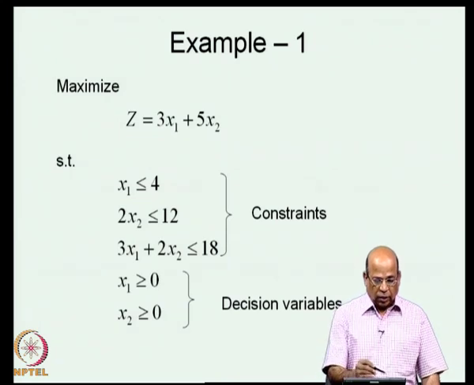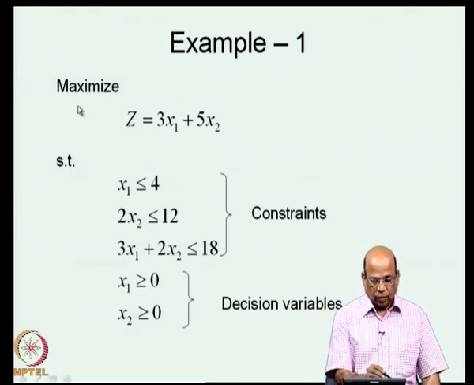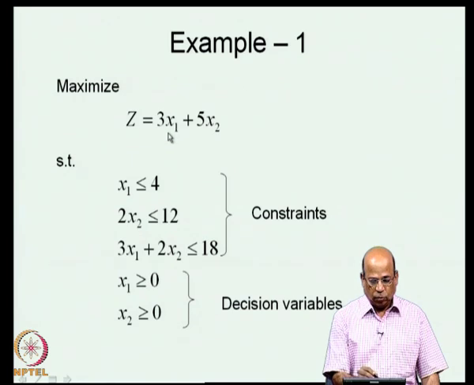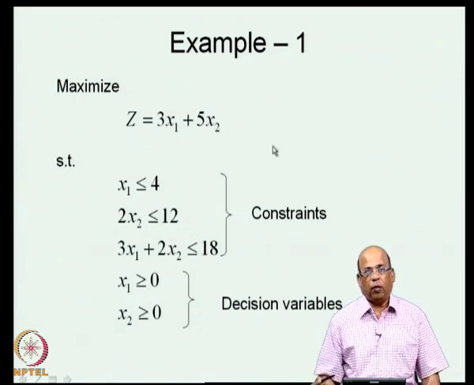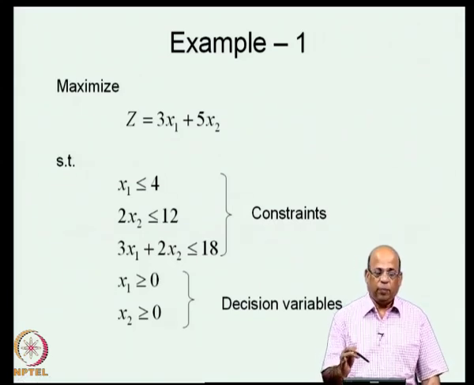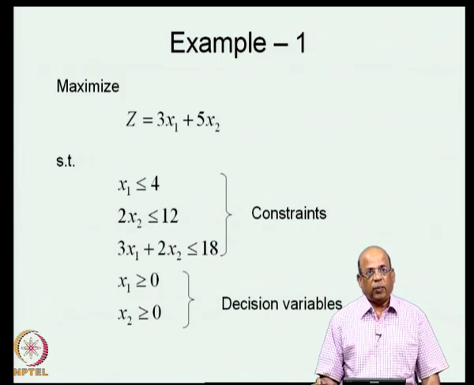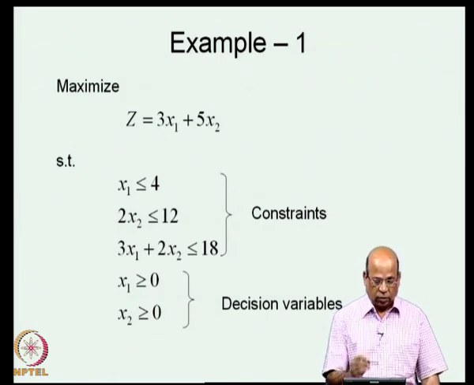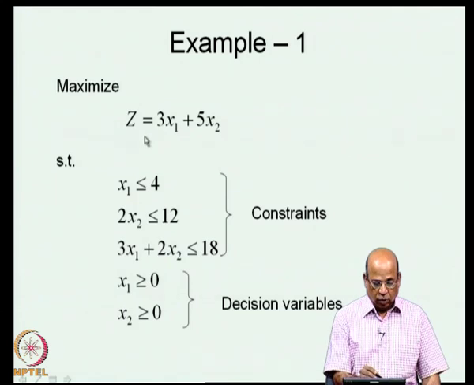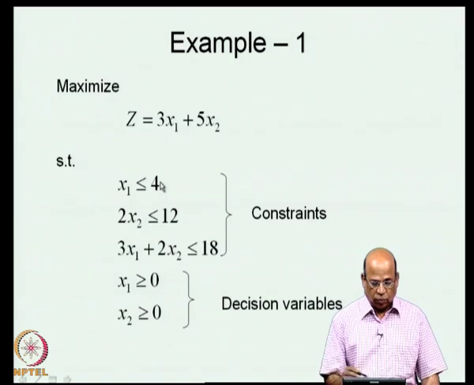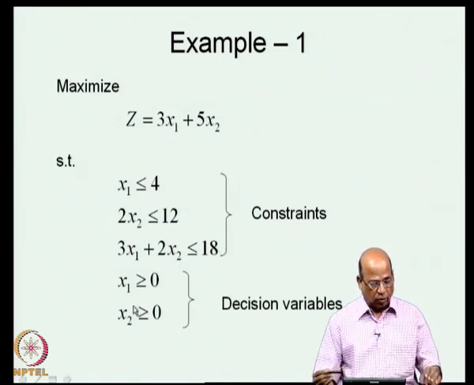So, let us look at this problem now. Maximize z is equal to 3 x 1 plus 5 x 2. This is a sort of problem that I solved in the previous lecture using a graphical method. So, the same problem we will consider and use the algebraic method to solve this problem. You have z is equal to 3 x 1 plus 5 x 2 subject to x 1 is less than or equal to 4, 2 x 2 less than or equal to 12 and 3 x 1 plus 2 x 2 less than or equal to 18. And these are the non-negativity conditions for x 1 and x 2.